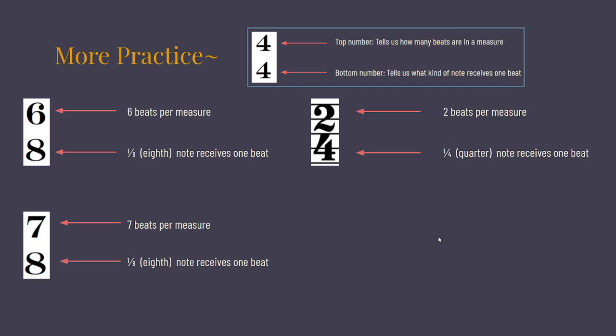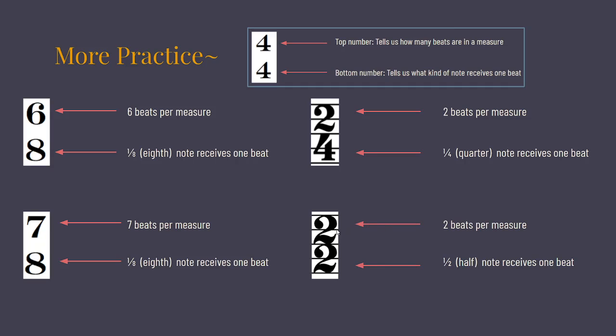Last one here is 2/2 time, which has a top number of 2 and a bottom number of 2. This one's a little more tricky because we haven't seen this bottom number in the previous slides. So take just 5 seconds and make your best guess on what this is telling us. Okay, so you should have gotten 2 beats per measure, and a half note receives 1 beat.